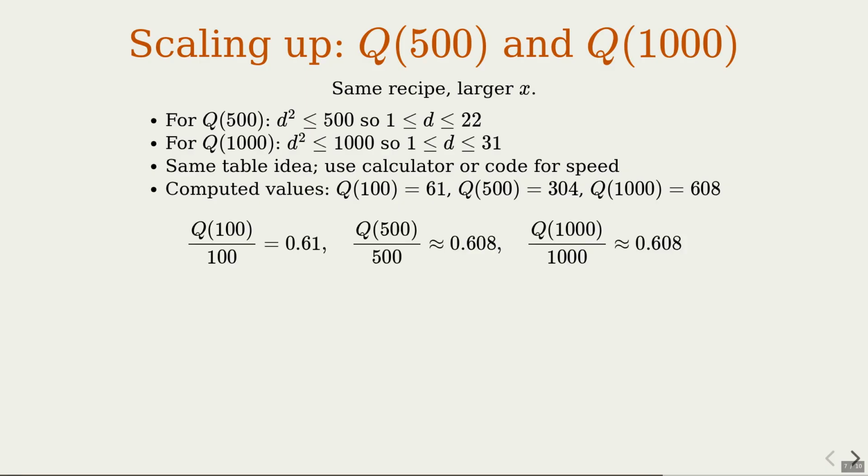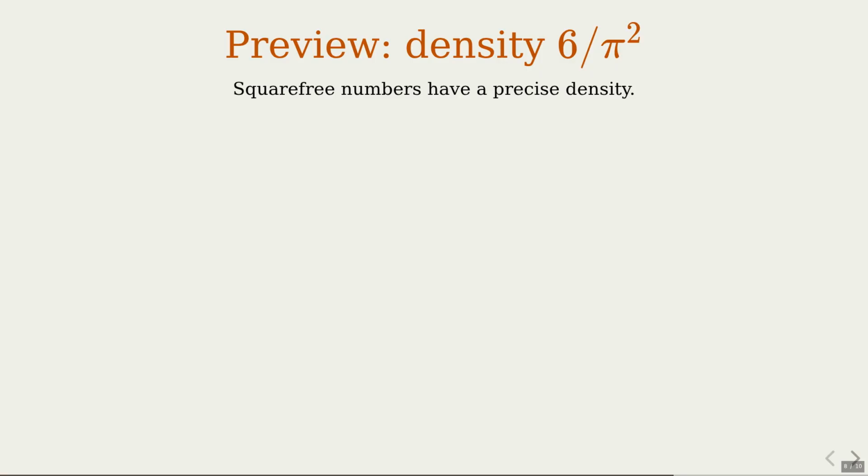When we divide each count by x, the proportions are all sitting around 0.608, already quite close to a common value. Even with these relatively small values of x, we see a hint that the fraction of numbers that are square-free is settling down to a specific constant. The numerical pattern we just saw is not a coincidence. It reflects a deep theorem.